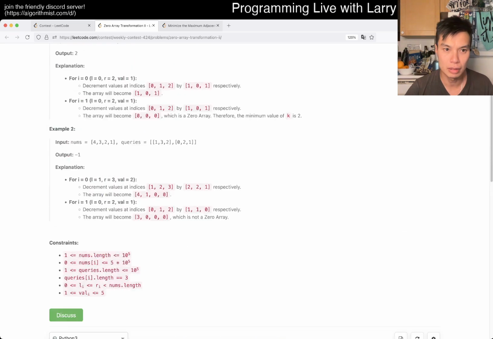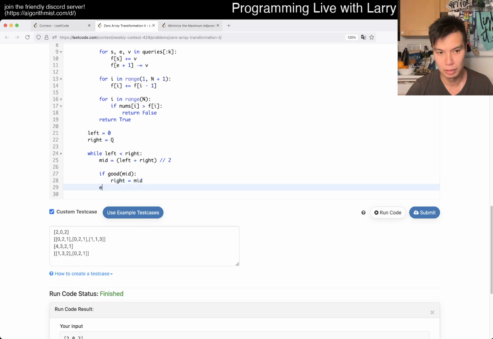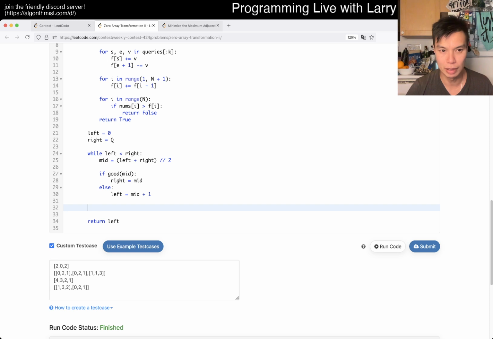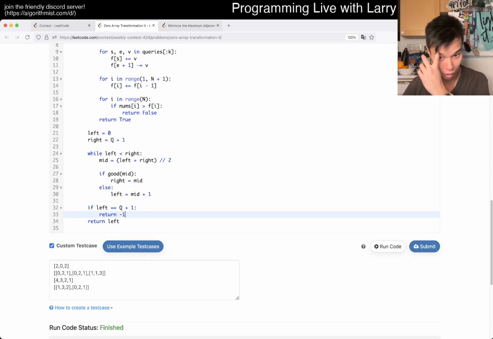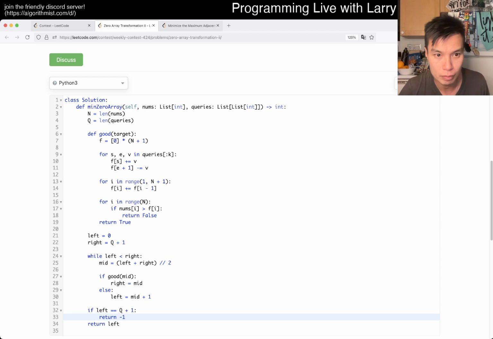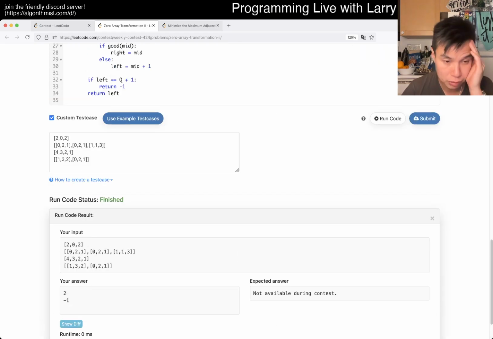If this is good, then now we want to try smaller. The only thing is that if F, actually I think we're going to do Q plus 1, and then if left is equal to Q plus 1, then we return -1. Something like this. Sorry, I'm not talking loud enough, even though I'm just talking to myself. But yeah, I'm just trying to work through the cases. 2 and -1. Feels like this should be good.